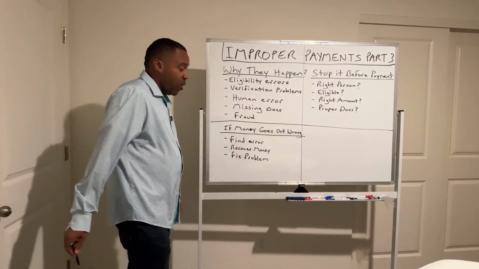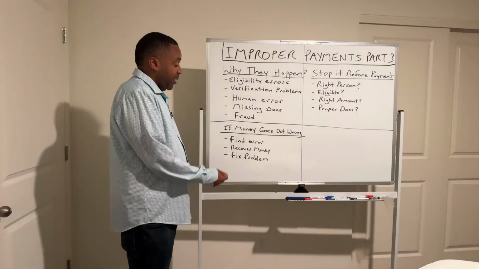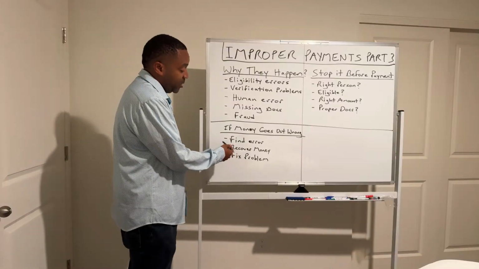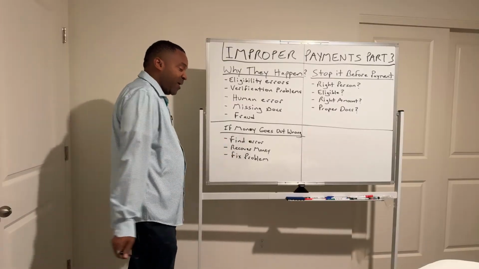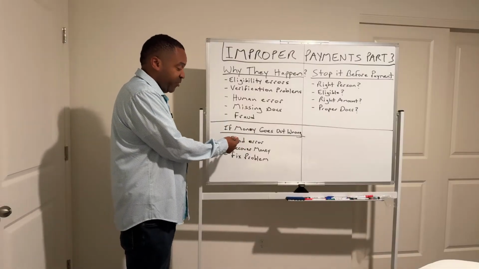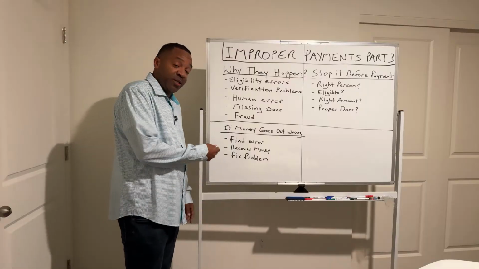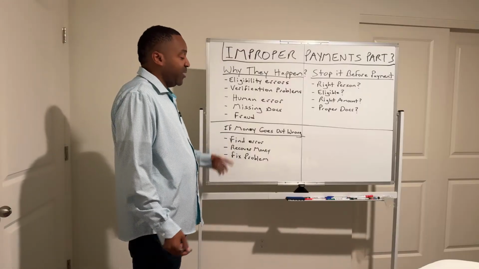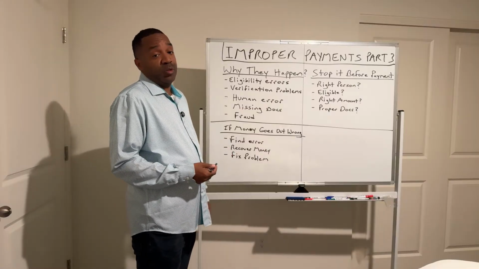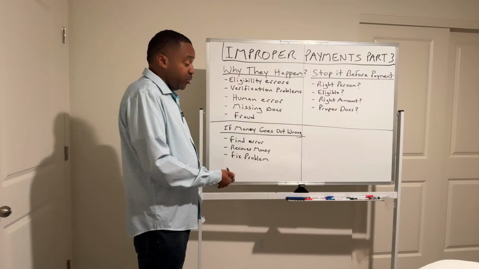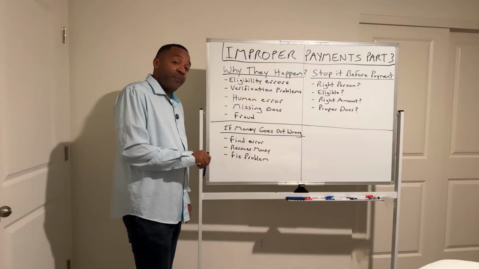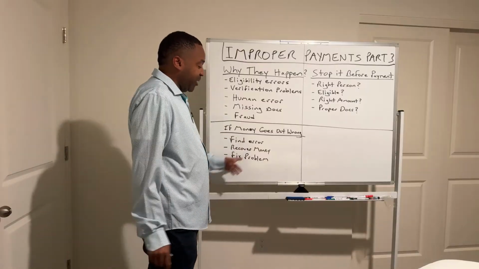Now, if the money does go out, which oftentimes it does, and that's why the government sends out so much money in improper payments, the government needs to quickly find the error. So if, in our most recent example, the government sent out $1,800 and they should have sent out $1,200, they need to quickly find out that they made that error. And the same is true in reverse. If the government was supposed to send out $1,200, but they only sent out $800, they need to find that out quickly as well. And then if it's an overpayment, the government needs to quickly recover that money.